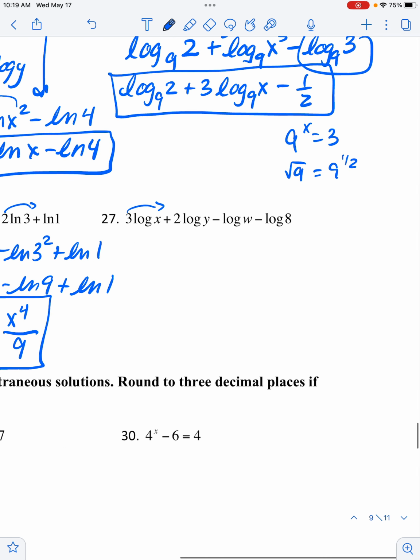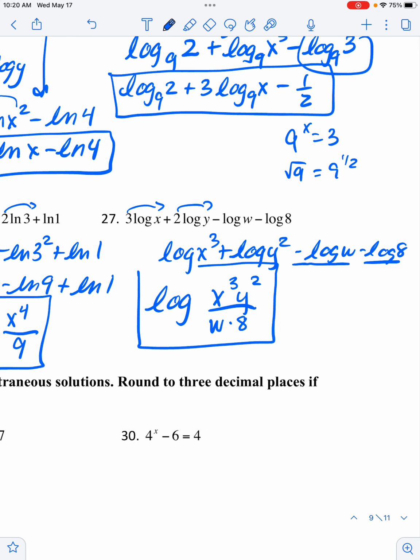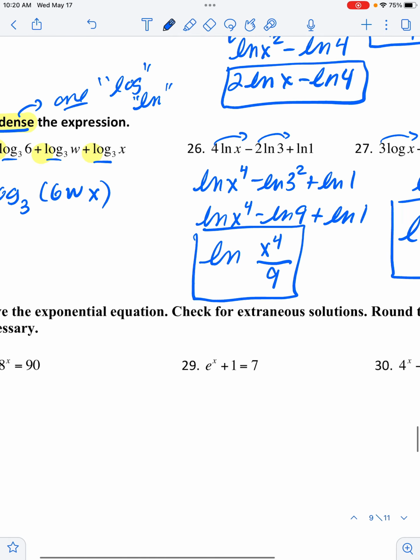This one also has some numbers that need to be moved, so I'm going to move those. So I'll have this cubed, then I'll have log y squared, and then these don't change because they didn't have numbers in front. So now I'm going to condense to have just one log. It was base 10, no base written, so I'm going to do the same. And then anything that had a positive would be on the top, which is my x cubed and y squared, but these two have negative signs, subtraction, so those two pieces go on the bottom. And I probably on the key wrote it as 8w just because I like to put the number first, but either one is right.